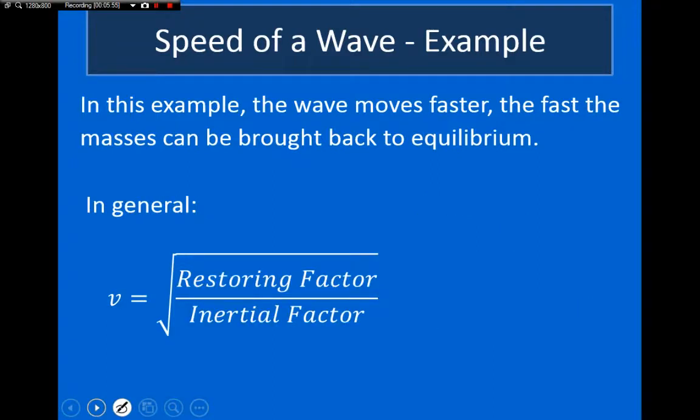Now, in general, the speed of a wave is going to be equal to the square root of some sort of restoring factor that describes the strength of the restoring force that pushes the medium back to equilibrium, divided by an inertial factor, which describes how hard it is to move these points at all.